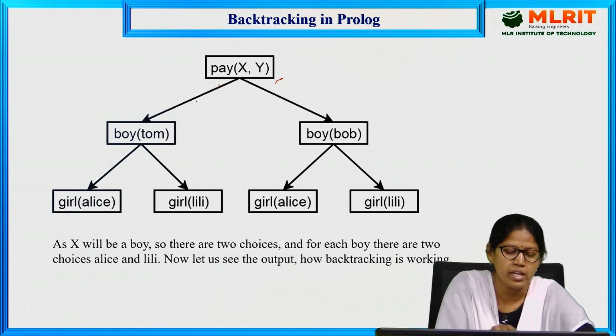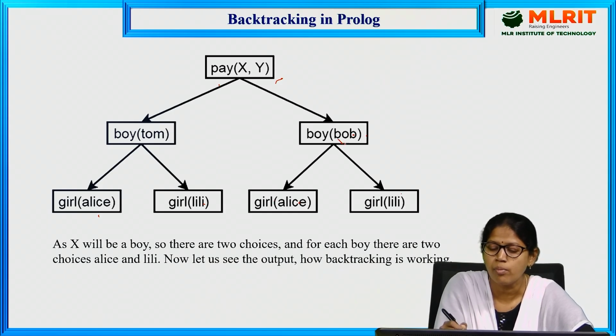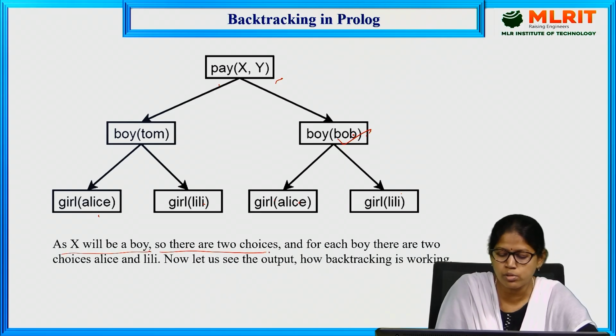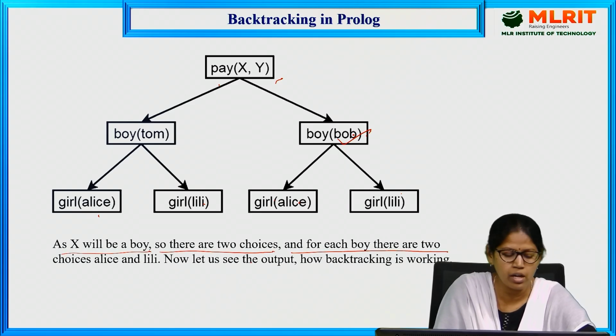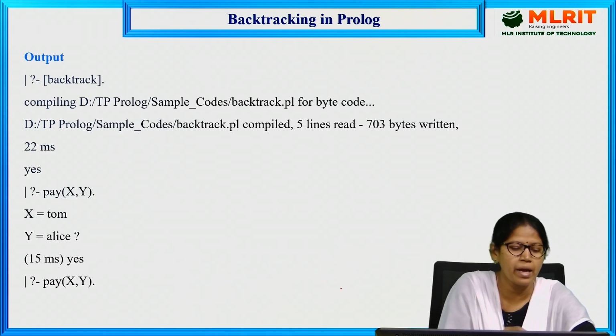When X is a boy, then there are two choices. One is Alice, another one is Lily. Then Tom will pay. Next, another node, that is Bob. When the girl is Alice or Lily, then Bob has to pay. As X will be a boy, for each boy there are two choices, Alice and Lily. Now let us see the output, how it will be backtracked.